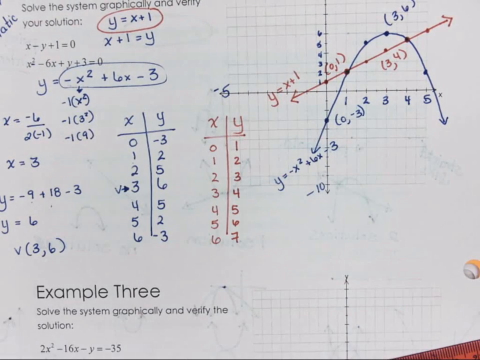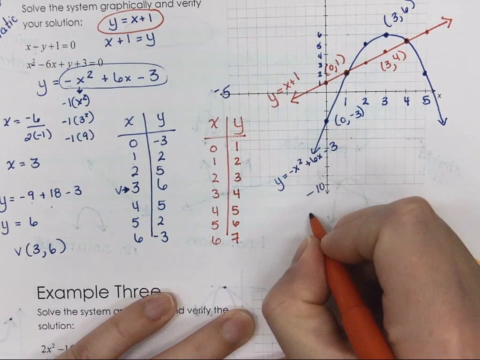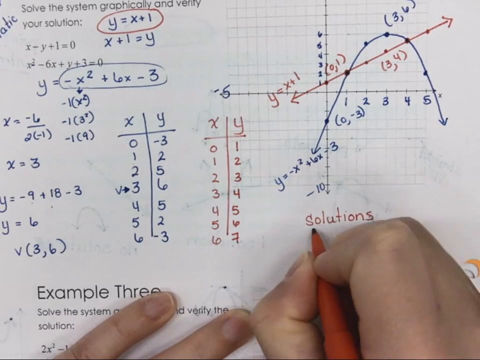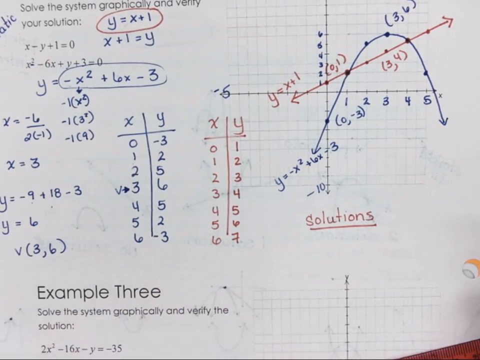Okay, so again, using different colors is kind of helpful. Just make sure it's clearly labeled what point belongs to what graph. We have not found the solution to this system yet, though. Okay, so we need to make a statement about the solution. So where do these cross?